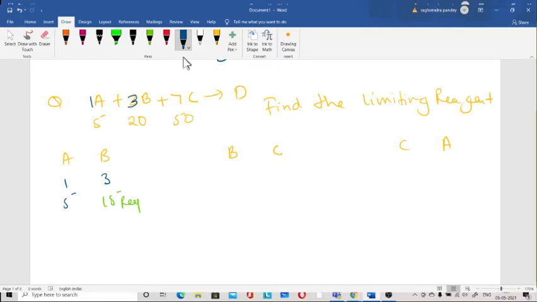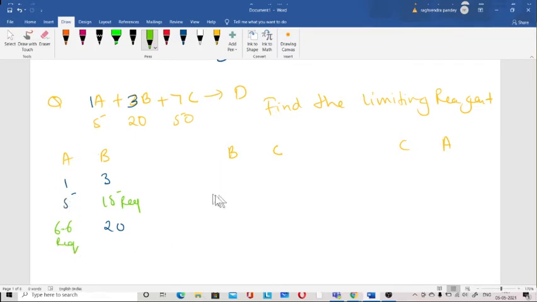Okay, so 15. So now B. There is a requirement of B. So what is the requirement of A? How many moles of B are there? 20 moles of B are there. So it will be 20 by 3, which is 6.6. 6.6 moles, that is the requirement of A.